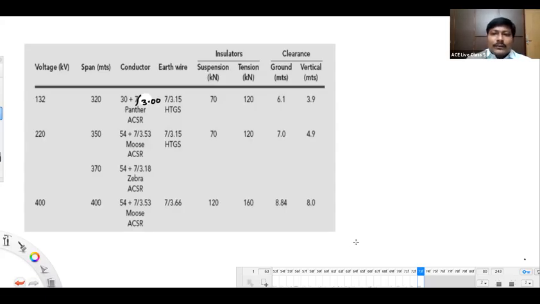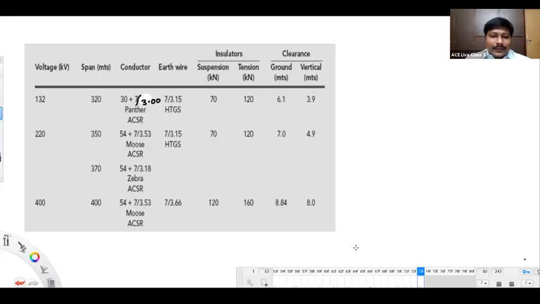I have answered just now, Vinita. Check that. Where they said 7 by 3.15, in the sense, we have 7 strands. It's also a stranded conductor, but all the strands are made of the same material, that is steel. Each strand diameter is 3.15 millimeters. Clearances and all you can go.